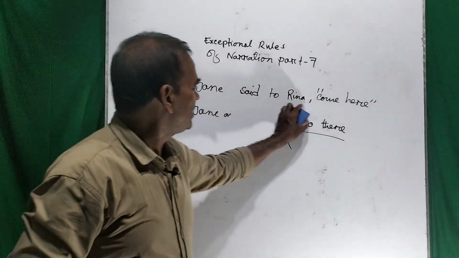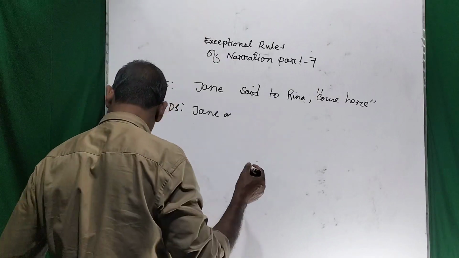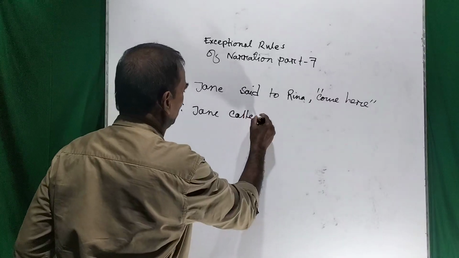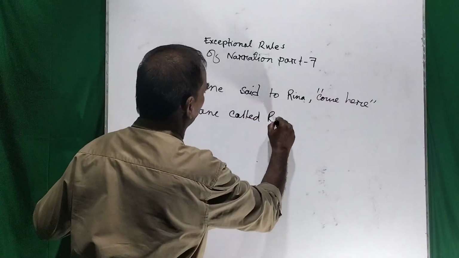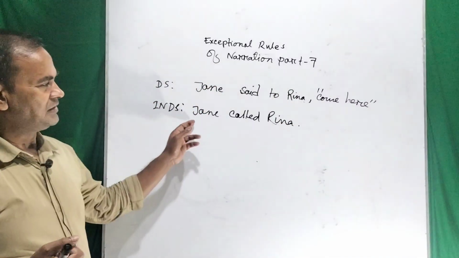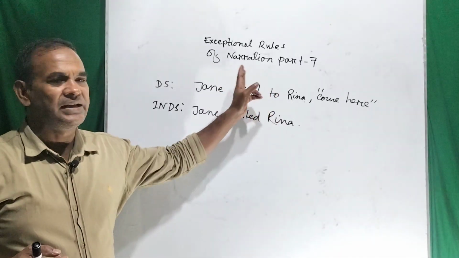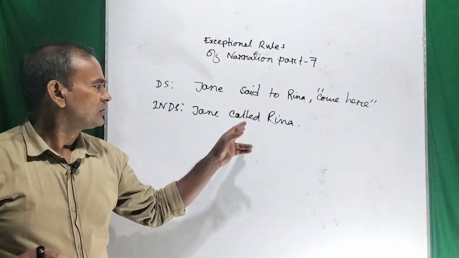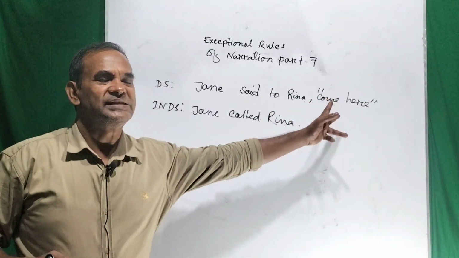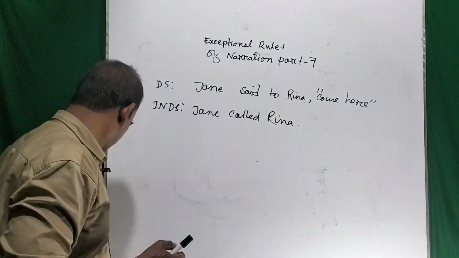So what will be the change? The change will be that Jane called Rina. Jane called Rina. This is the change. This is the indirect speech. So what has happened here? In this case, the reporting verb has been changed into "called", keeping pace with the meaning of "here" in this sentence, you see. So Jane called Rina. This is appropriate, dear students.